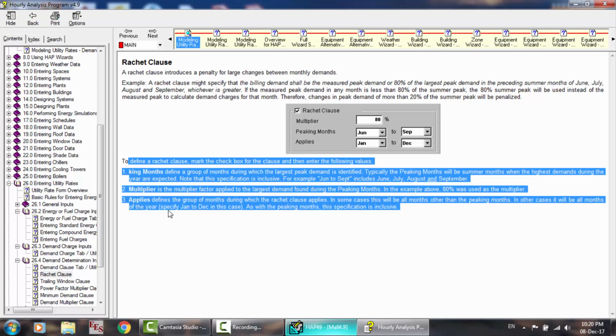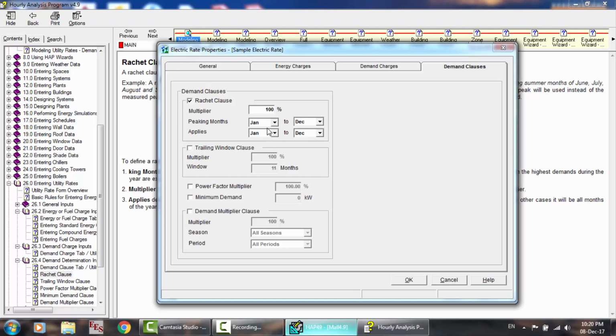The applies-to setting defines the group of months during which the ratchet clause applies. In some cases, this will be all months other than the peaking months. In other cases, it will be all months of the year, specified as January to December. In this case, as with the peaking months, this specification is inclusive. Okay, like this.